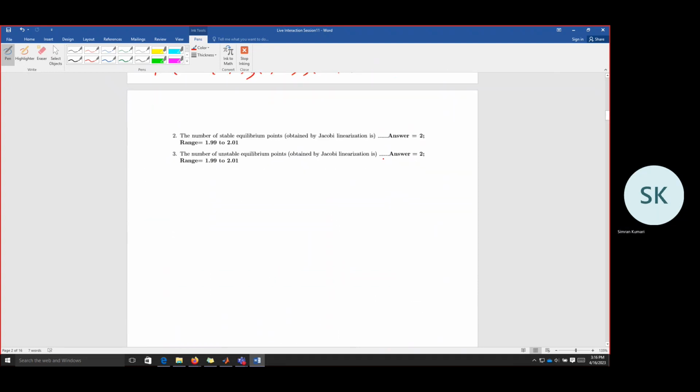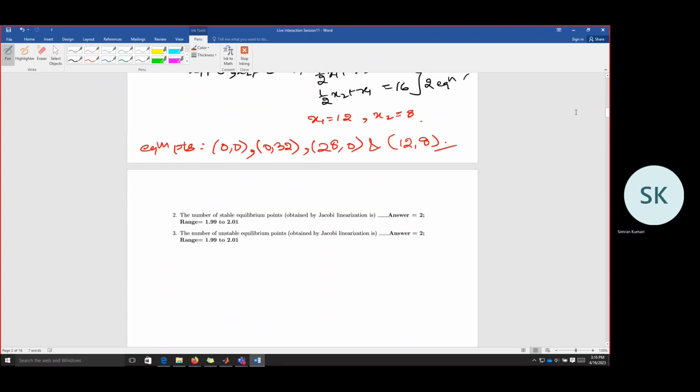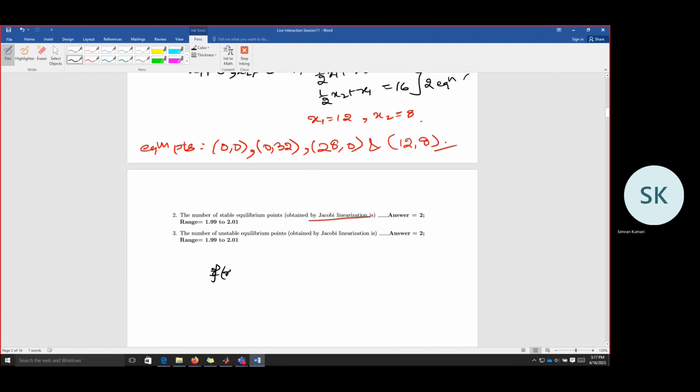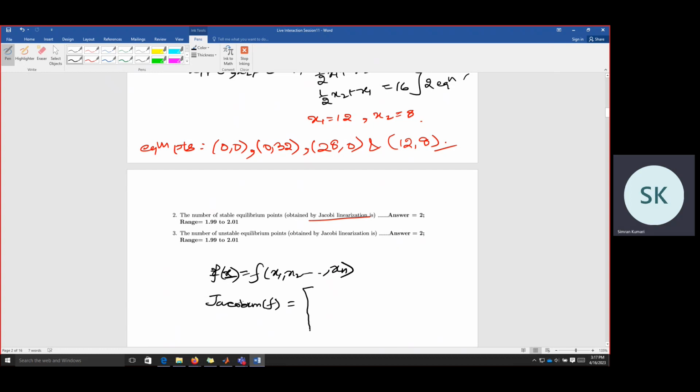Now we know the equilibrium points. So the next question is asking for the number of stable equilibrium points obtained by Jacobian linearization. So how do we find this Jacobian linearization? If we have a function f of x, where x is a vector, so f of x1, x2, say xn, we have to find the Jacobian of this one. We just find the partial differentiation of this, which will give us the gradient.